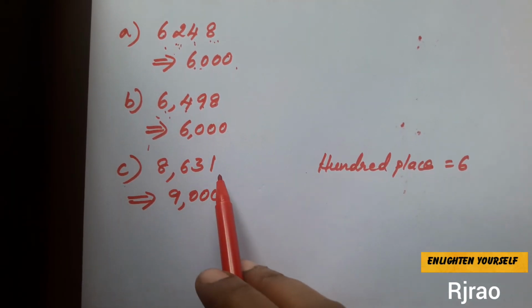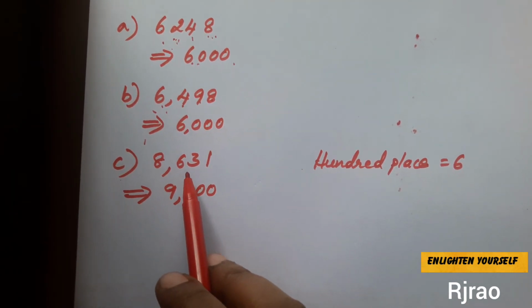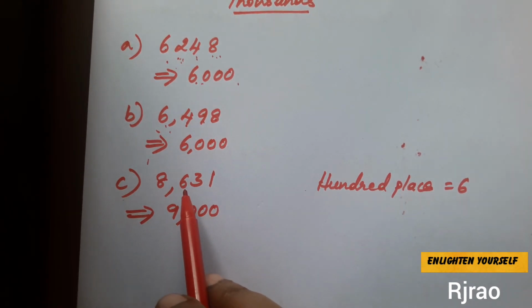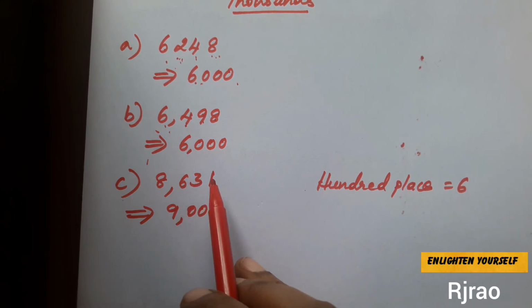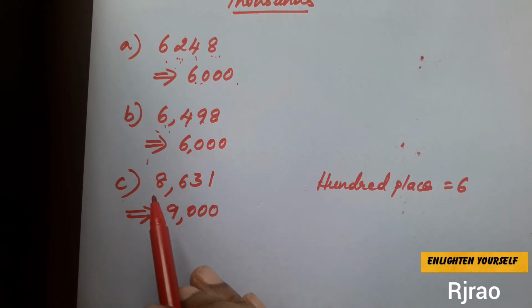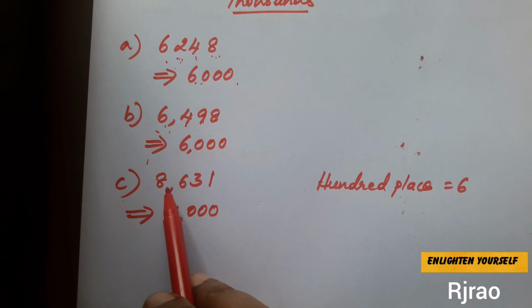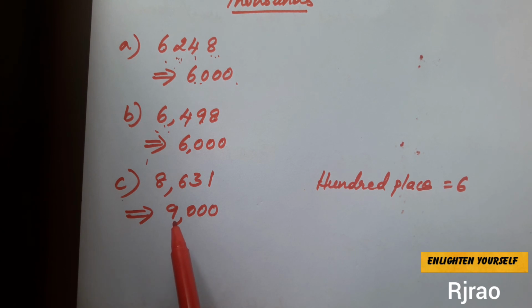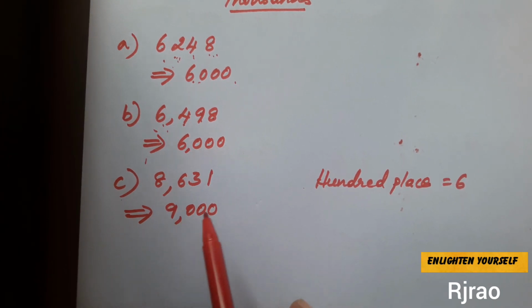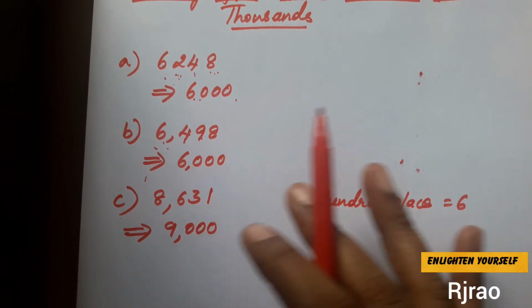Here, 8631. In the hundreds place the digit is 6, which is greater than 5. Therefore the digits in the hundreds, tens and ones places are rounded off to 0, but the digit in the thousands place is given plus 1. Plus 1 is added to this 8, so it becomes 9. So the answer will be 9000. I hope it's clear.